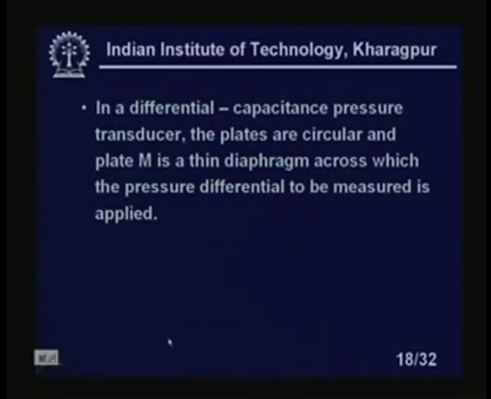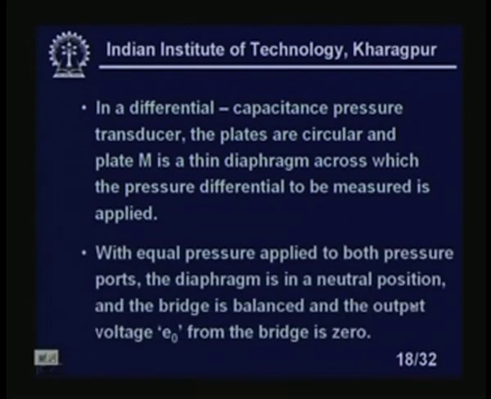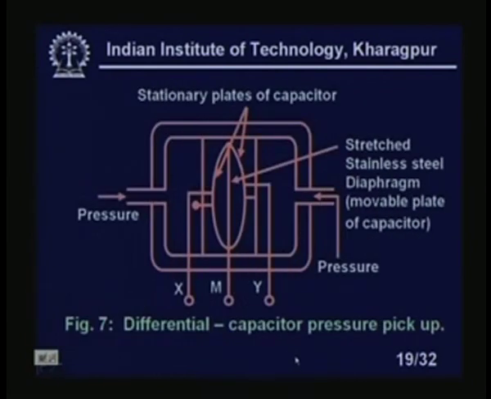So, in a differential capacitance pressure transducer, the plates are circular and plate M is a thin diaphragm across which the pressure differential to be measured is applied, right. The figure will come in the next slide. With equal pressure applied to both pressure ports, the diaphragm is in the neutral position, the bridge is balanced and the output voltage E naught from the bridge is 0. How does it look? You see, this is our example of a differential pressure pickup.